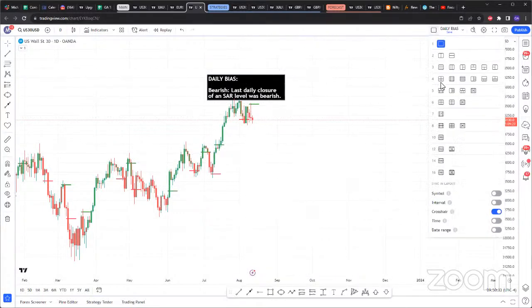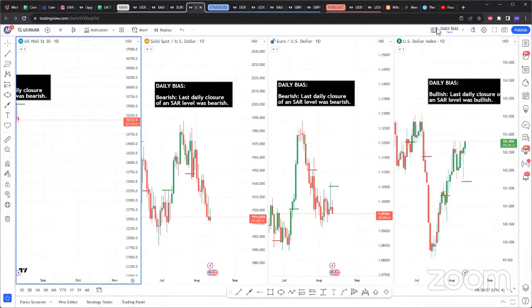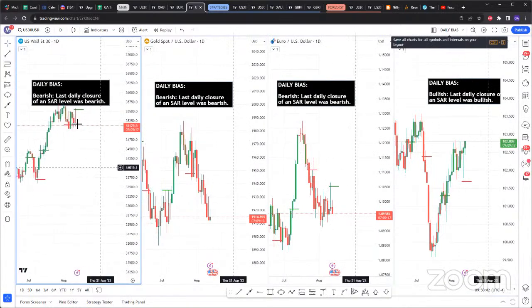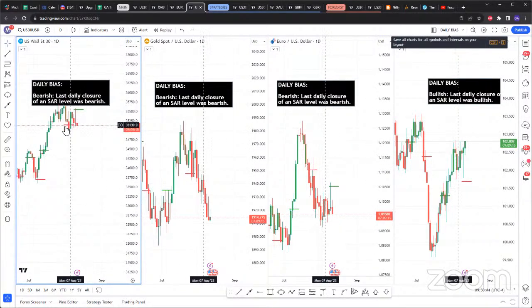Thank you. Yeah. So I'll put this back. There were 4 right here. Okay. Same thing with US 30, right here. What is the last successful area that US 30 closed below or above?